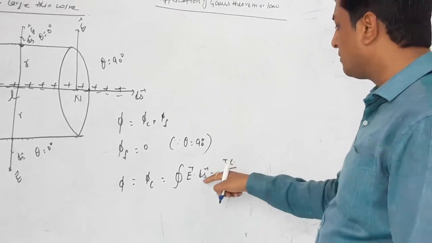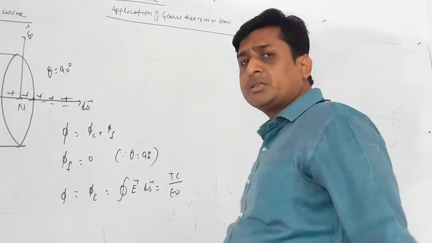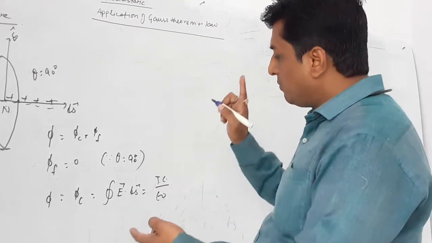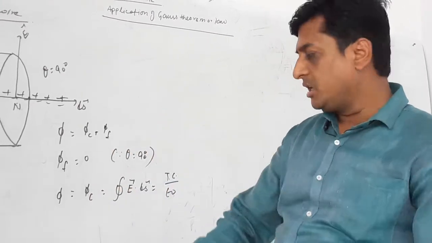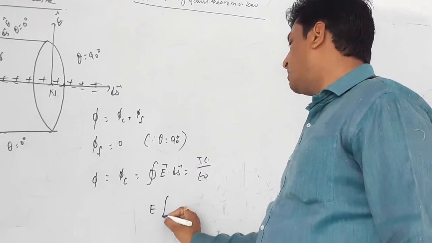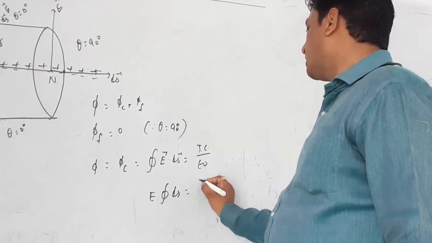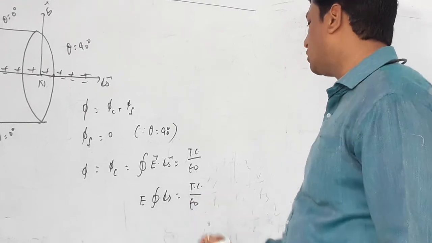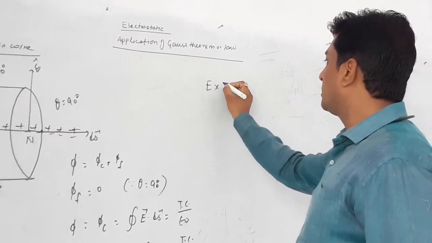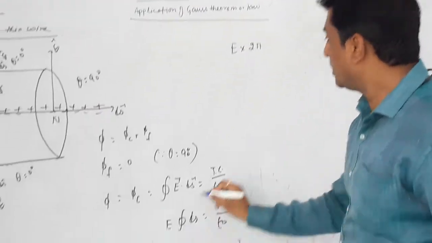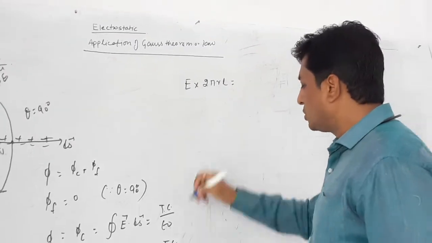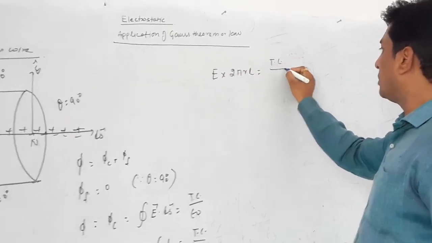When you put the value of vector E dot vector ds, that is E ds cos theta, theta you will write 0. Intensity is constant, so it will come outside, and only the integral of ds will be left, equal to total charge upon epsilon naught. Now intensity into area, that is E into 2 pi r L, equals total charge upon epsilon naught.